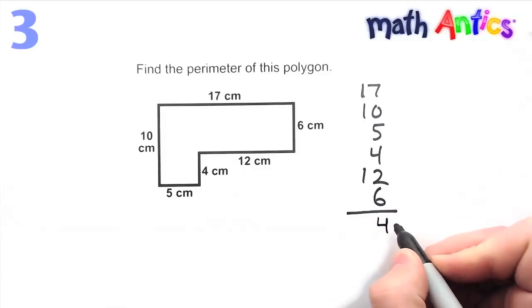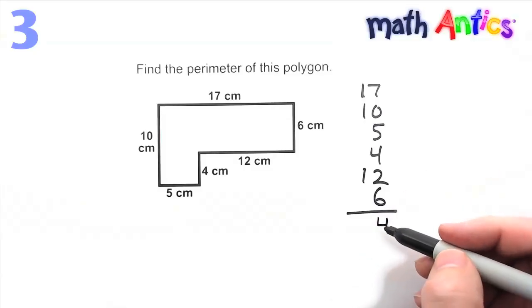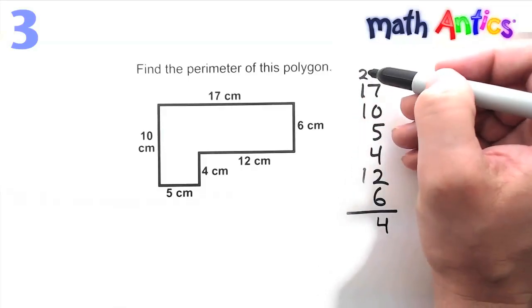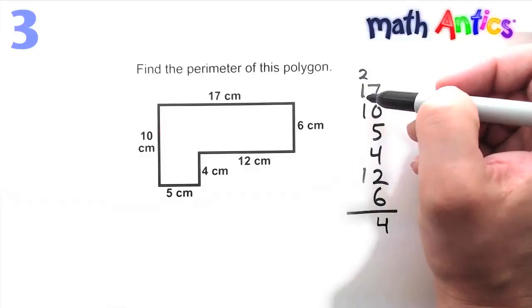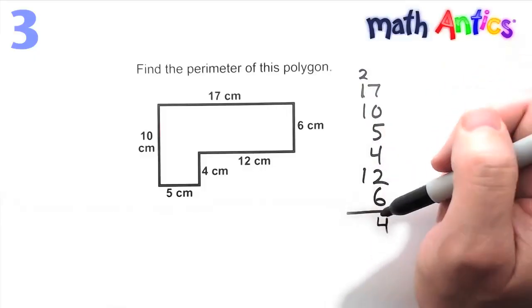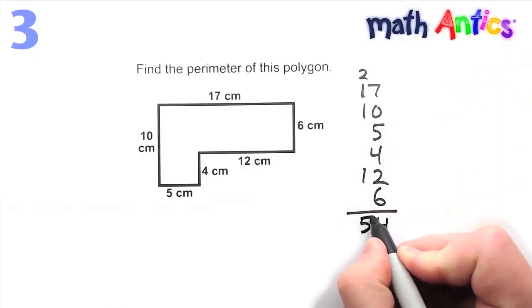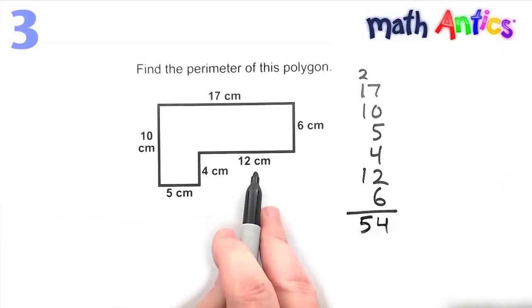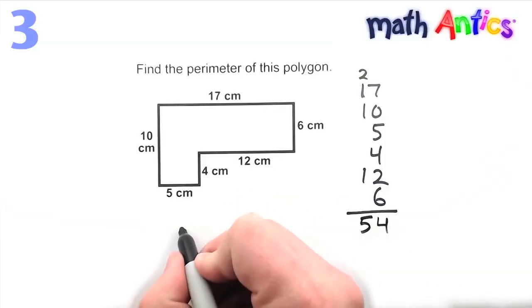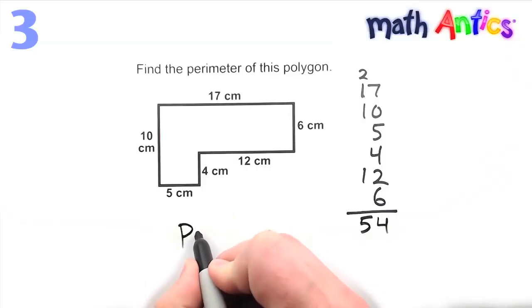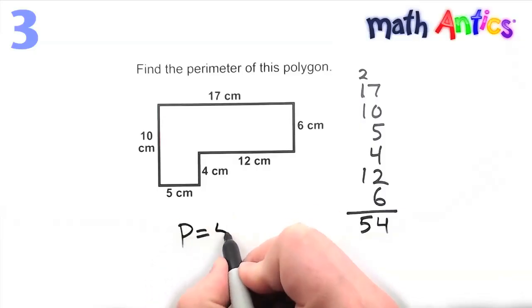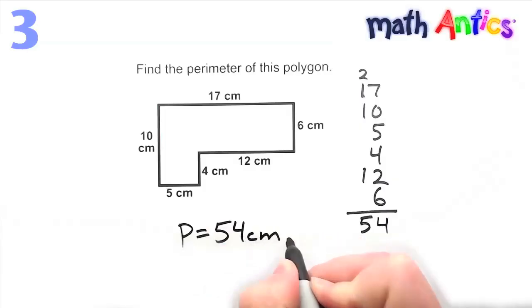So we put in the 4, and then we carry the 2, put the 2 up at the top of the next column. So now we have 2 plus 1 plus 1 plus 1. That's 5. So our answer is 54, but not just 54, it's 54 centimeters. So we can write out the answer here separately, so it's really clear what our answer is. P for perimeter equals 54 centimeters.